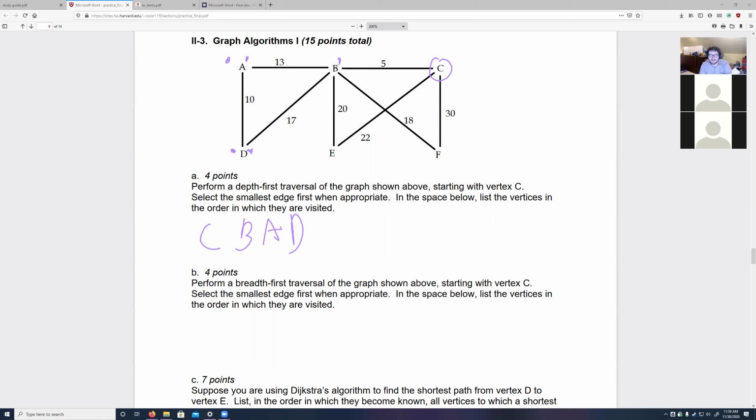Now we're back at B. We have edges 5, 13, 17, which we've already been to, but there are also the 18 and 20. It says select the smallest edge first, so we're going to go to F. F is a dead end, with edges to C and B. So we pop off F. Then we're back to B. B has only one more edge to visit, which goes to E. And pop off, and we're back to C. So C, B, A, D, F, E.